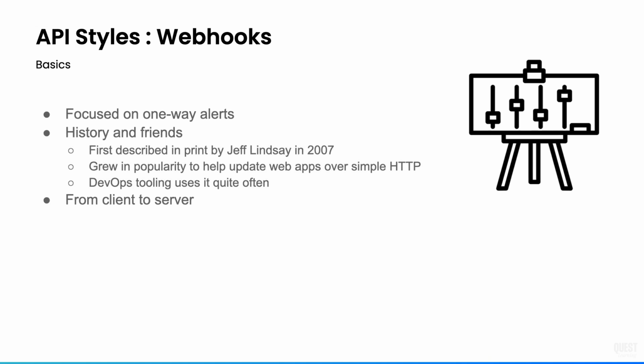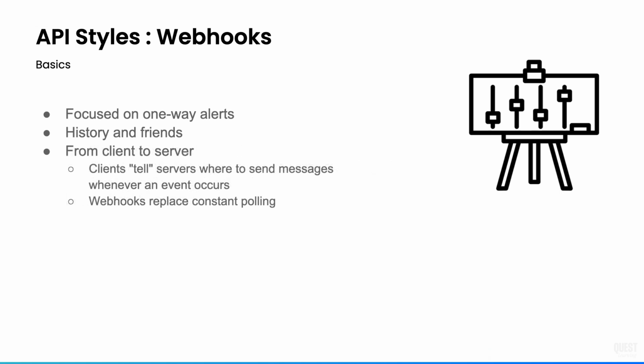It was first described by Jeff Lindsay in 2007, so we've got lots and lots of years of experience in figuring out how to use and integrate webhooks into our existing applications. One of the great things I like about webhooks is that it's over HTTP, but it is point-to-point messaging almost in real time. So that's pretty handy. As I've said, it's grown in popularity to help update web apps over simple HTTP, including client applications like mobile apps. And DevOps tooling uses it quite often to trigger different things going on.